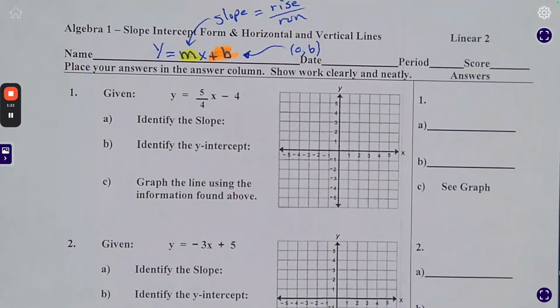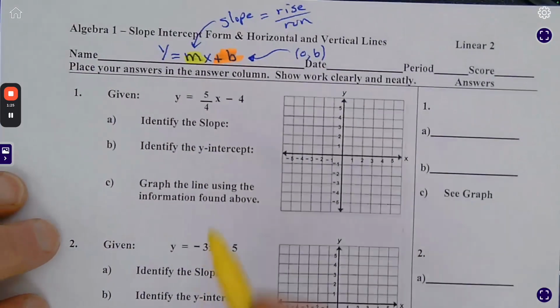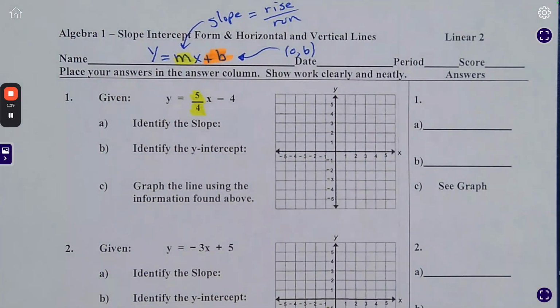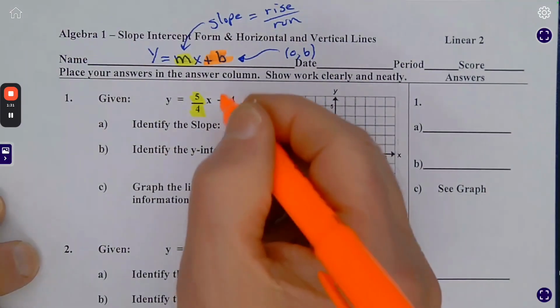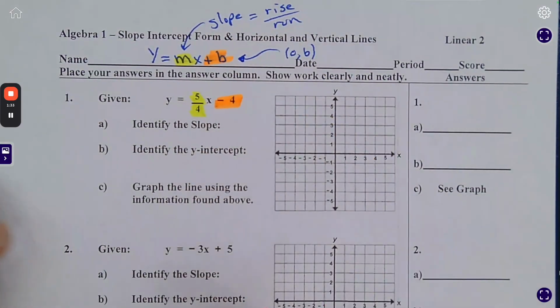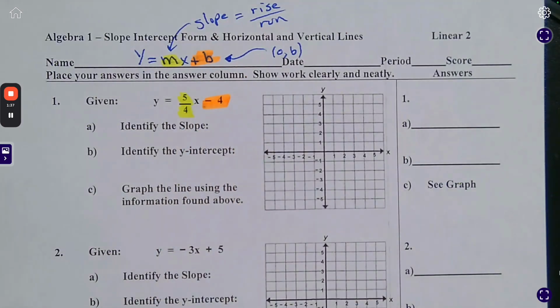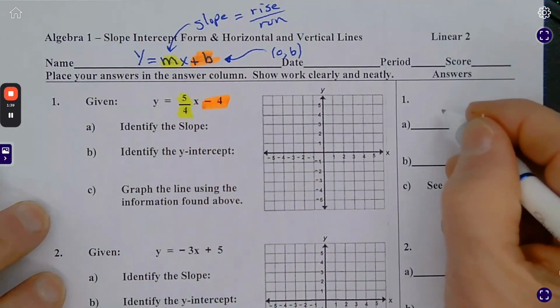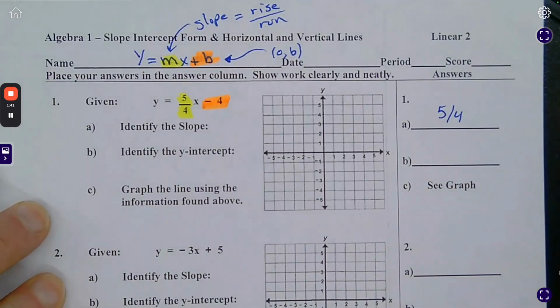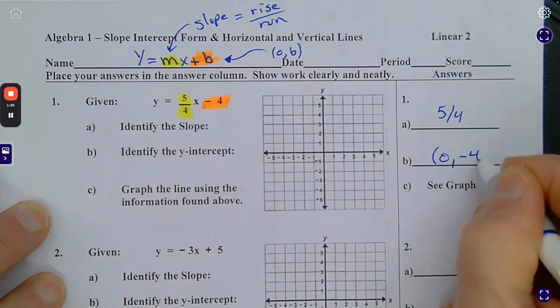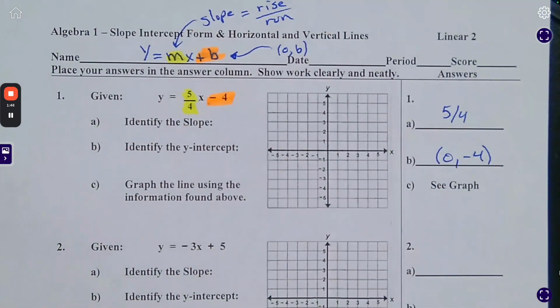Okay, let's do it. Given y equals 5/4 x minus 4, where's that slope? There it is. It's always that coefficient, the number in front of x. And then the y-intercept is right there. Notice how I got that minus 4. I took that minus with it. Identify the slope. That's 5/4. Identify the y-intercept. I like my y-intercept as an ordered pair. That's proper notation. You should think about that.